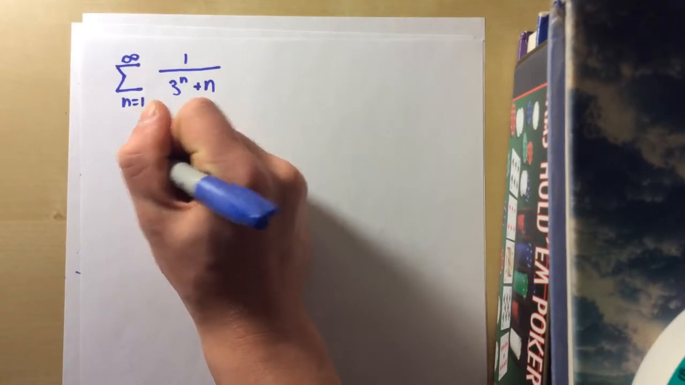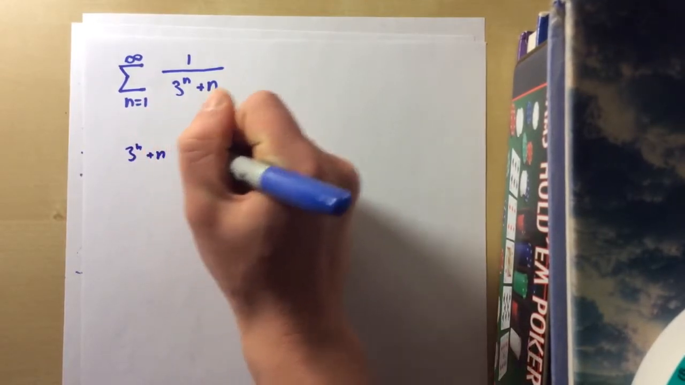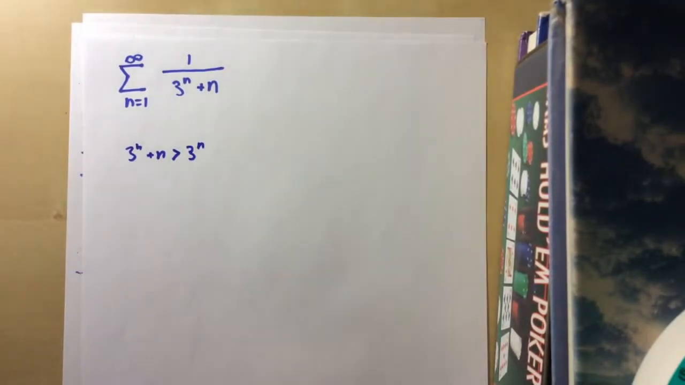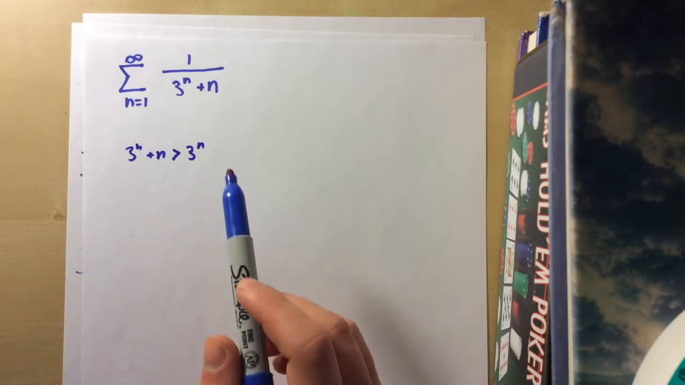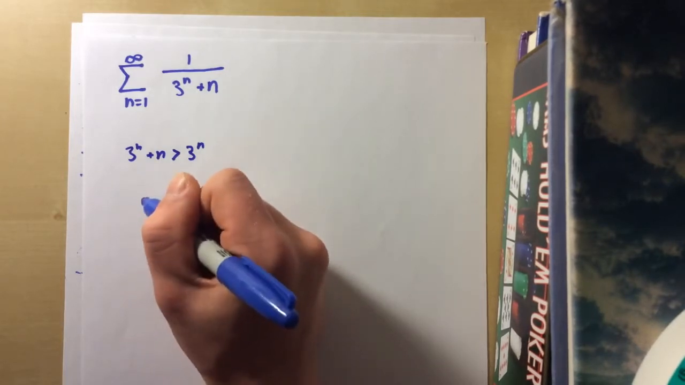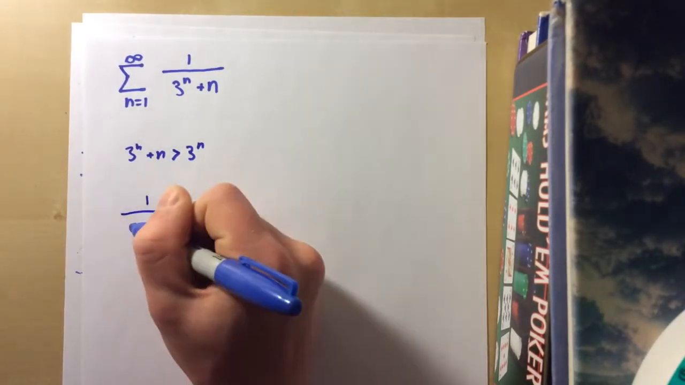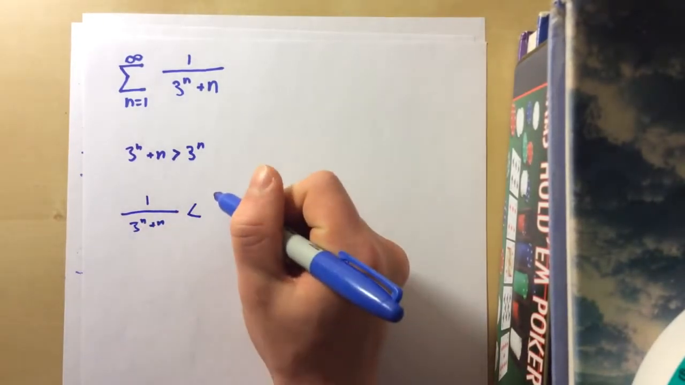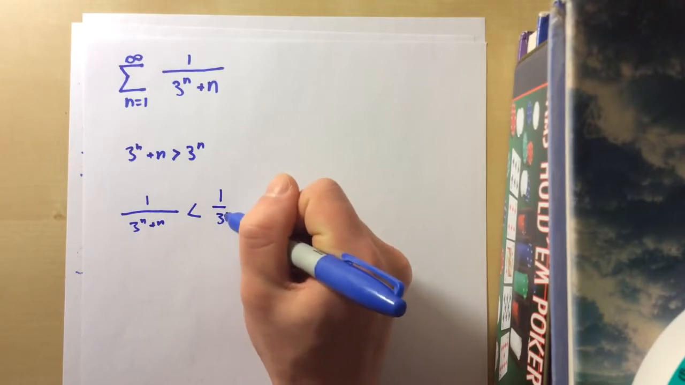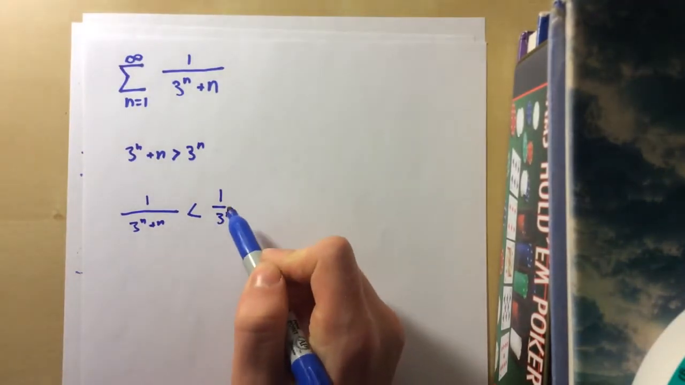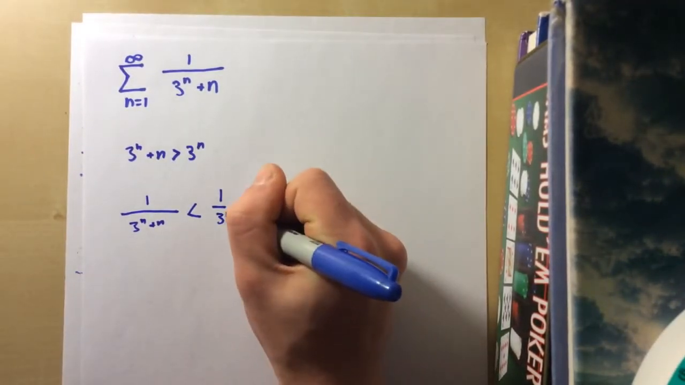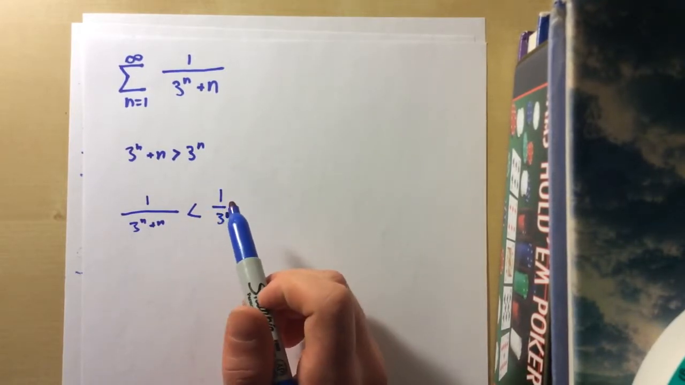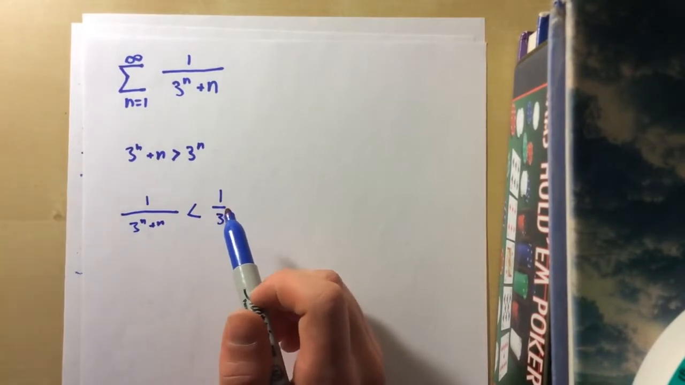So if 3 to the n plus n is always greater than 3 to the n, what does this tell us about 1 over 3 to the n plus n? That tells us that 1 over 3 to the n plus n is less than 1 over 3 to the n. Now, if we can show that 1 over 3 to the n converges, then this will be less than a converging integral. Or series, I'm sorry.